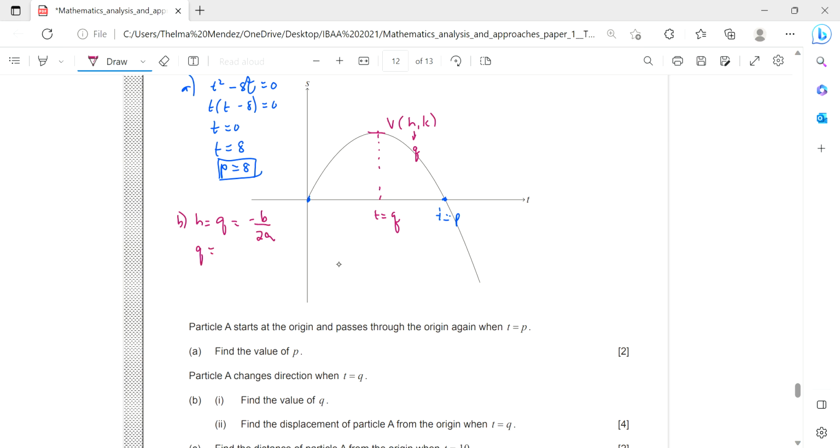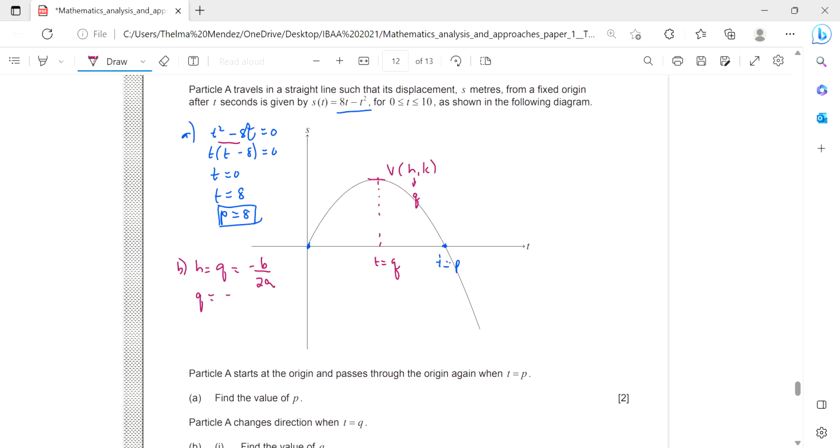So our q is negative, what is the function again? This is the function, right? So negative, or you may use the original where this is your b and this is your a. So negative 8 over 2 times a, which is negative 1. So our q equals 4. Okay, this is for part 1.